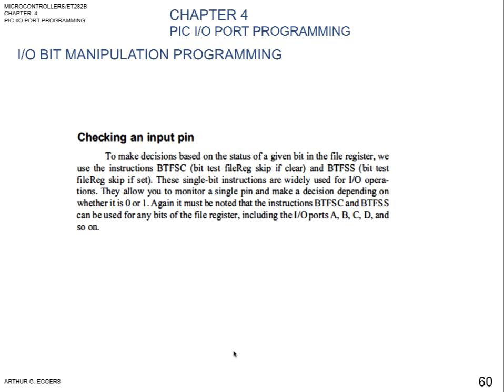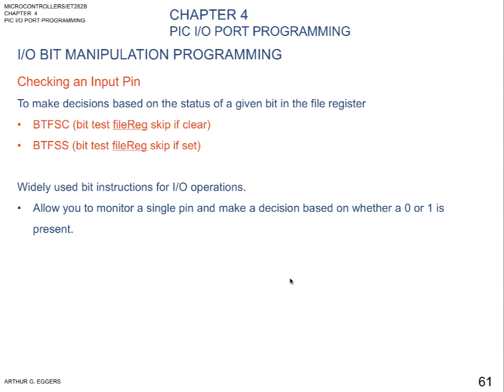Checking an input pin to make decisions based on the status of a given bit in a file register, we use the instruction BTFSC, bit test, file register, skip if clear. So we're doing a little test in here. We do a bit test to determine what the current status is. If it's a 0, it skips this instruction. Okay, in the other instruction BTFSS, it would skip if it saw a value at that particular bit.